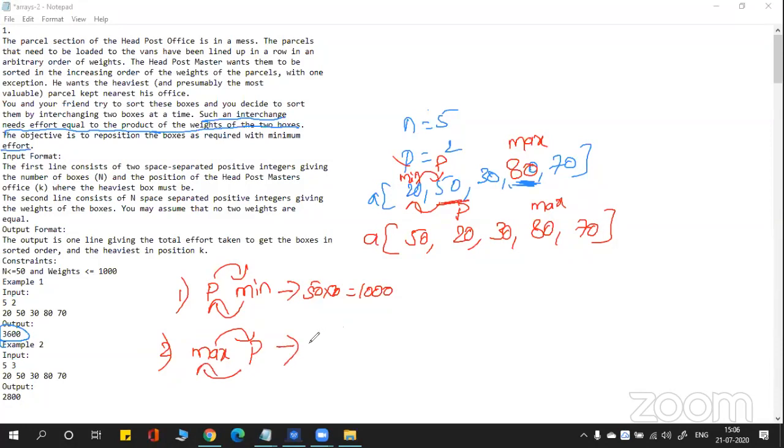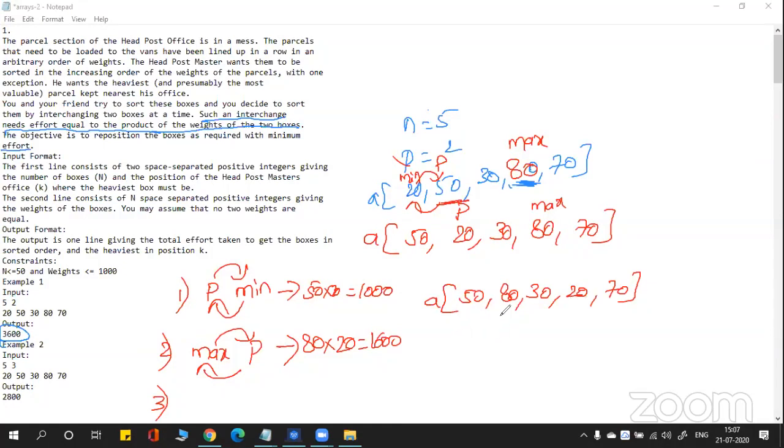So here, what is the maximum? 80, and at the position I have 20, so it becomes 1600. So my array becomes 50, 80, 30, 20, and 70.